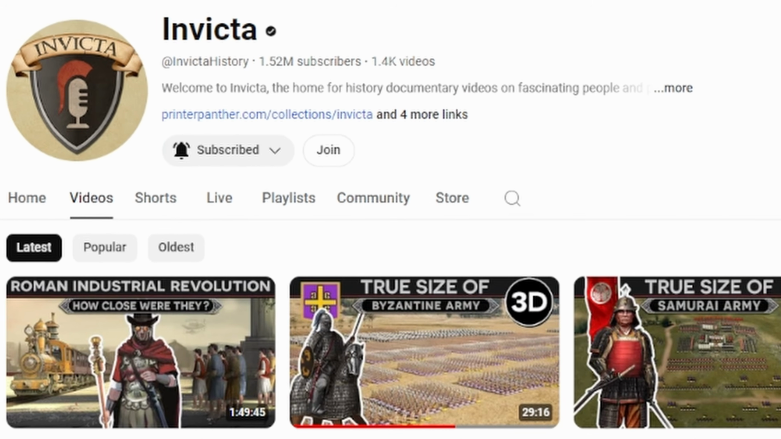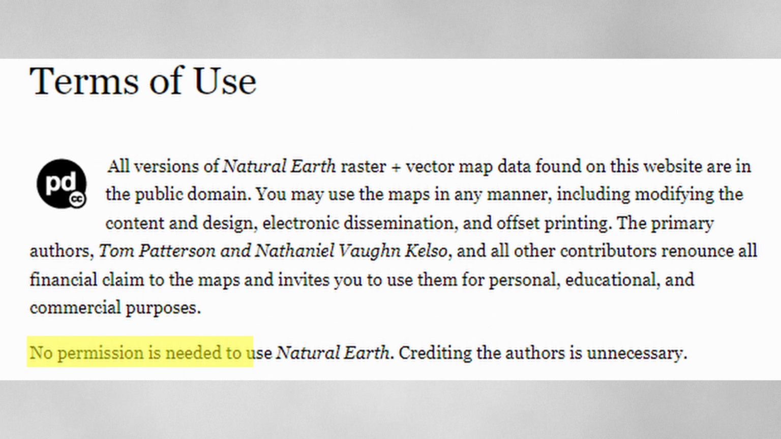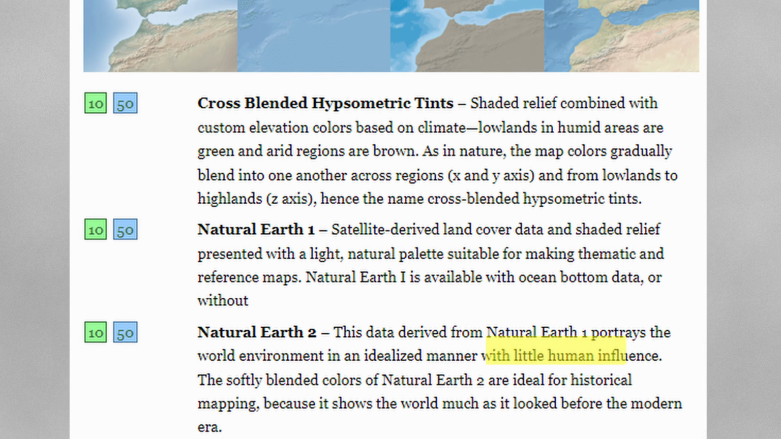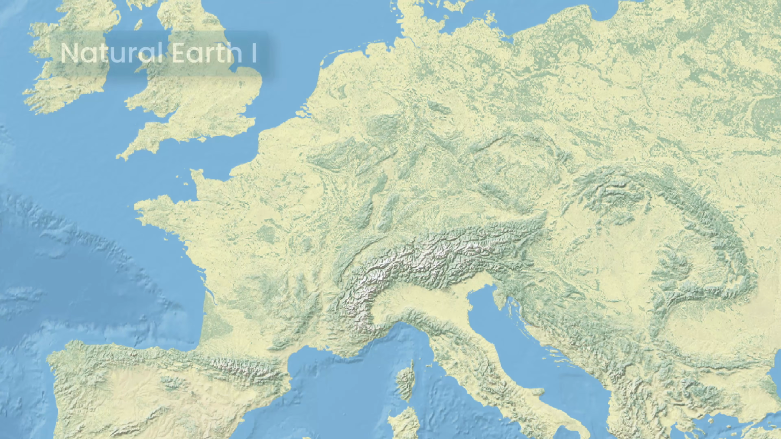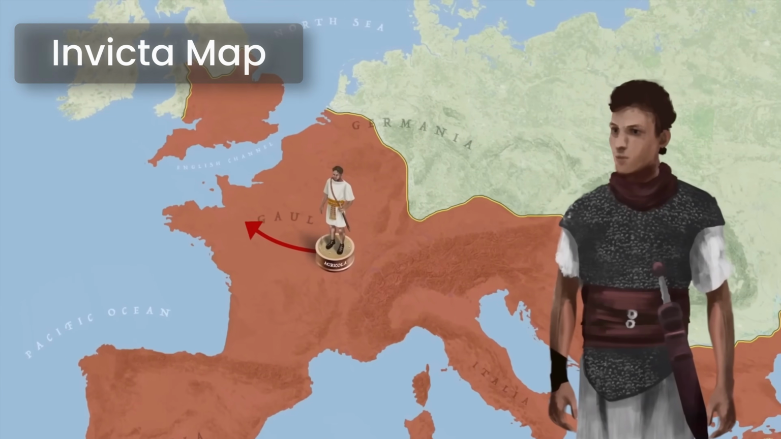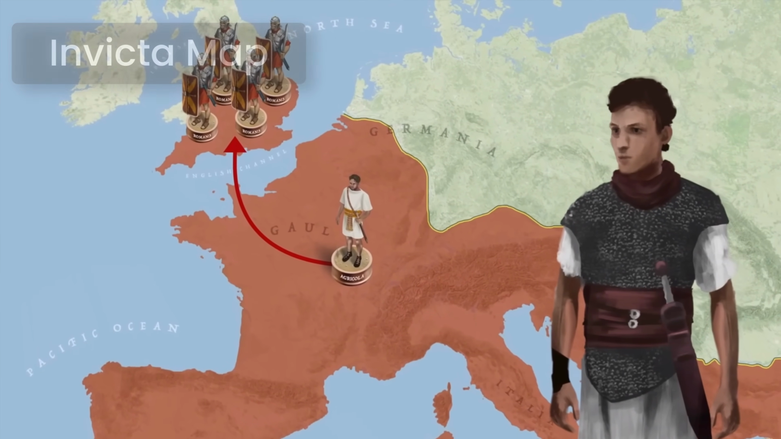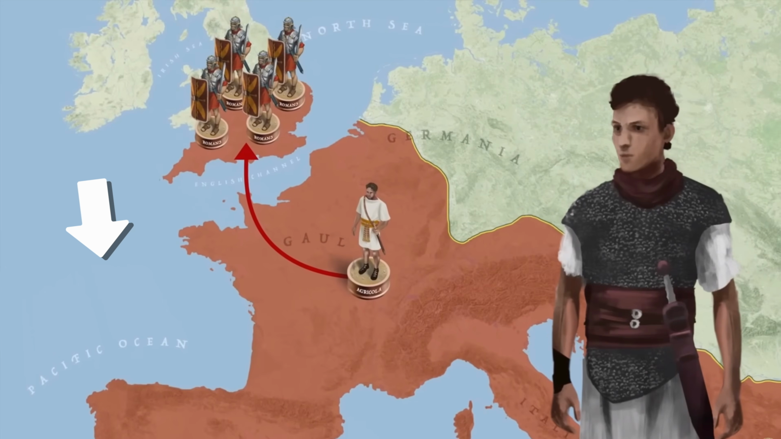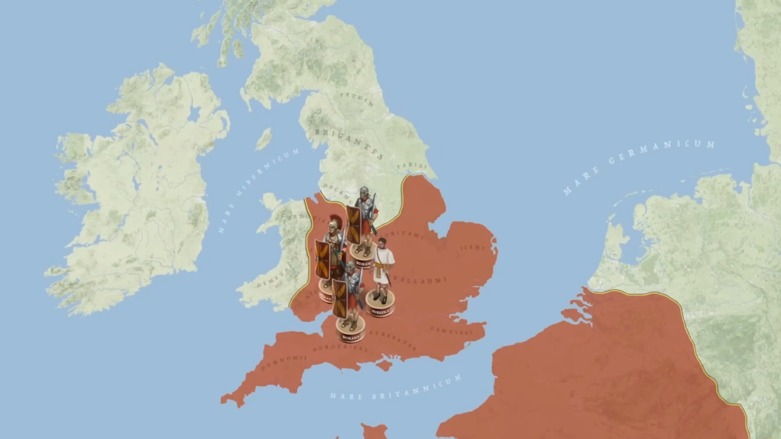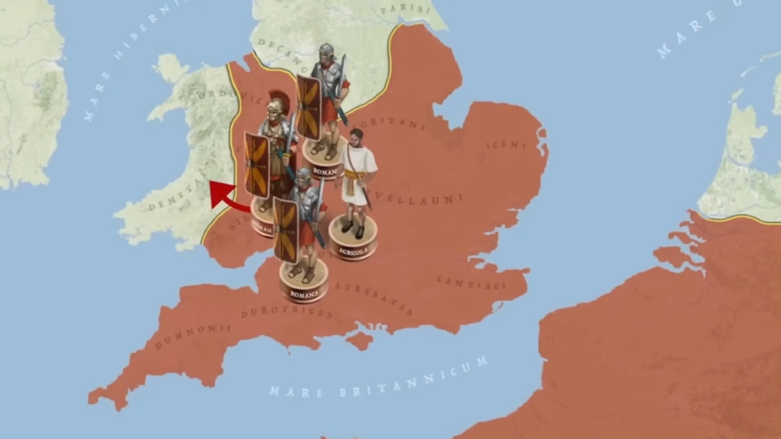Onto Invicta. I believe he uses Natural Earth 1, which is also free to use and shows the world before the modern era, like the previous example. Here is Natural Earth with water, and here is Invicta's base map. Pretty similar, right? The only difference being the seas and oceans are a single colour, so it's likely he picked a plain colour for the background, so the labels he adds are more visible.